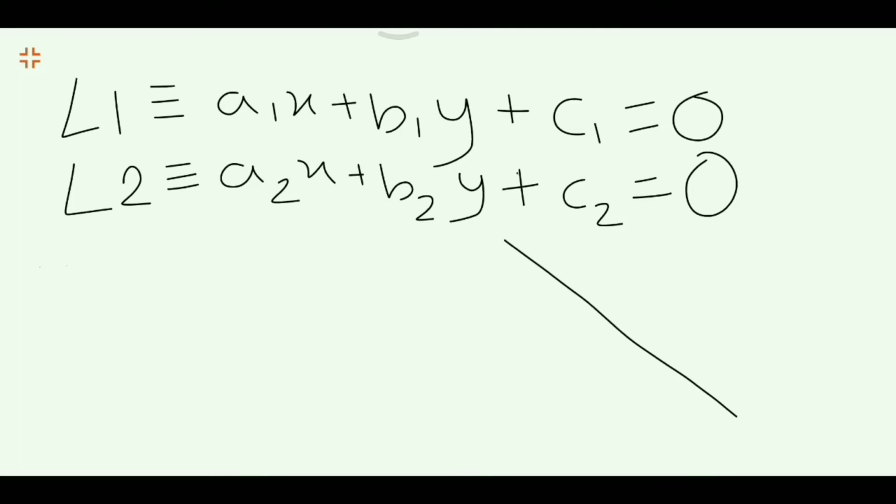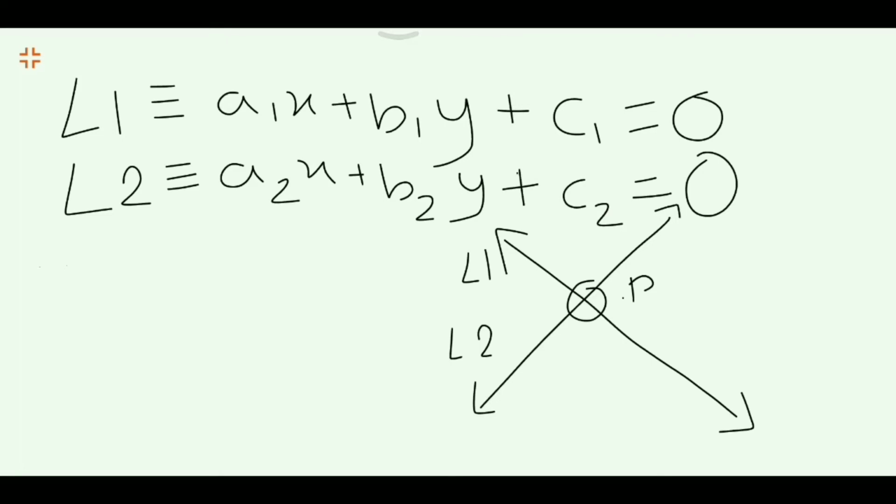Now let's visually see how these look. We have two straight lines which intersect at a point, say P. Then the general equation of any straight line passing through the point of intersection of those lines L1 and L2, which is P here, is given by L1 plus lambda L2, where lambda belongs to the real numbers.